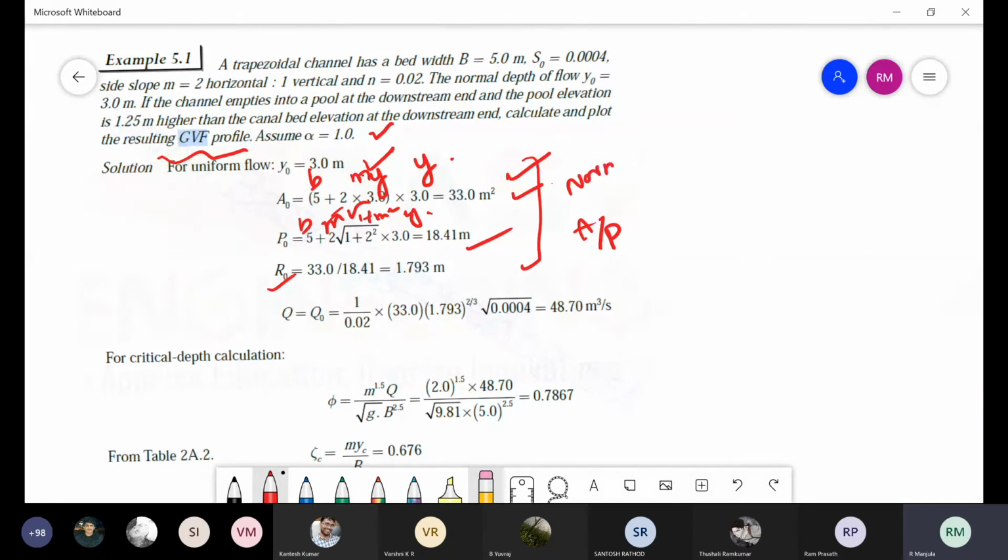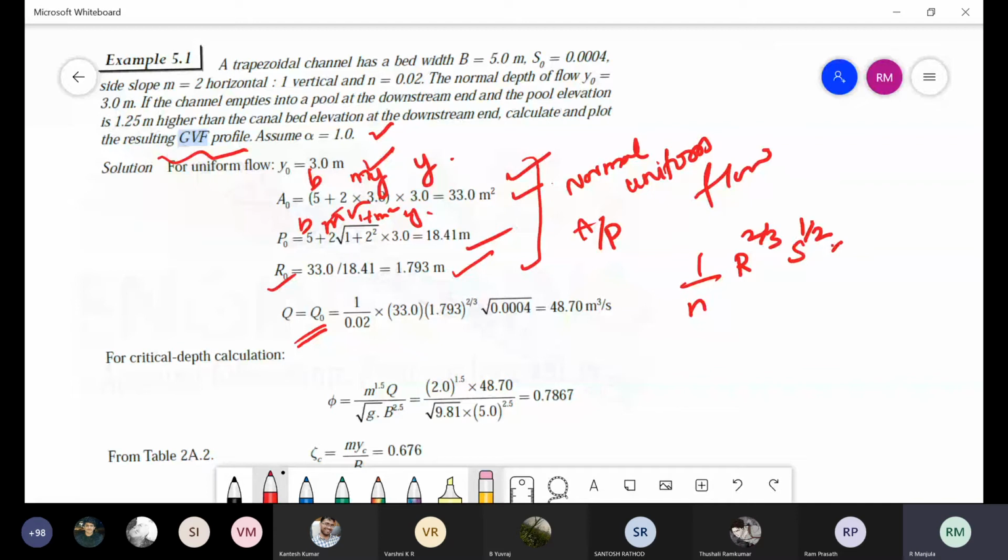All this is for normal depth, in the sense of uniform flow, for a uniform flow condition. Now R naught is A by P, so I found out the hydraulic mean depth. And what is the discharge here? At normal depth, the discharge is going to be 1 by n R to the power 2 by 3, S to the power half, into A. So I have found out n, and you substitute and find out your discharge.